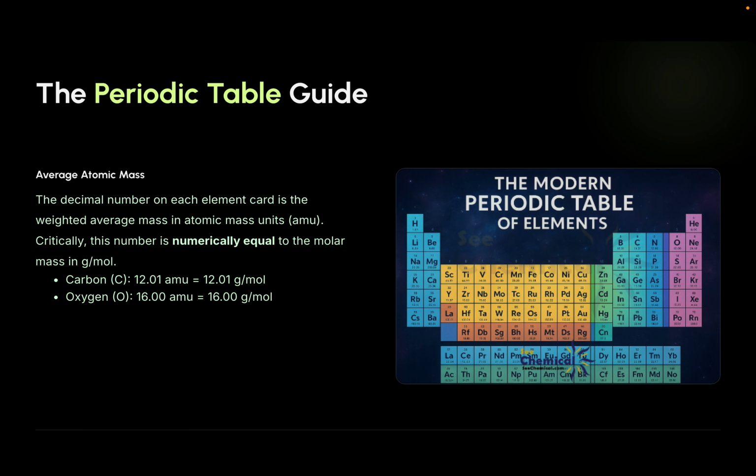So the number underneath something on the periodic table is its molar mass. Basically, it's the atomic mass unit, but it's also its molar mass unit. So oxygen has the number 16. That means it's in grams, that means its molar mass is 16. Carbon has 12.01, so its molar mass is 12.01.